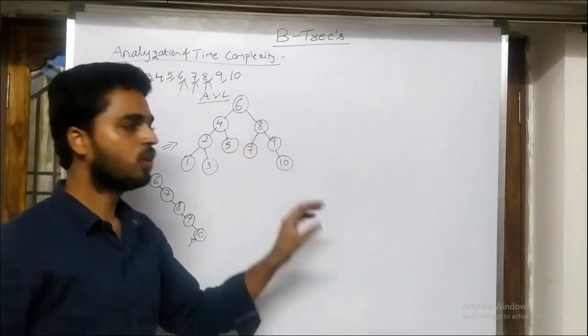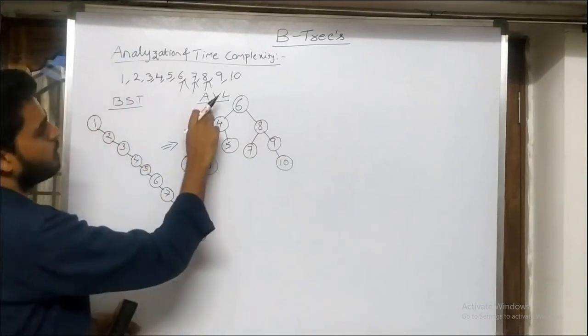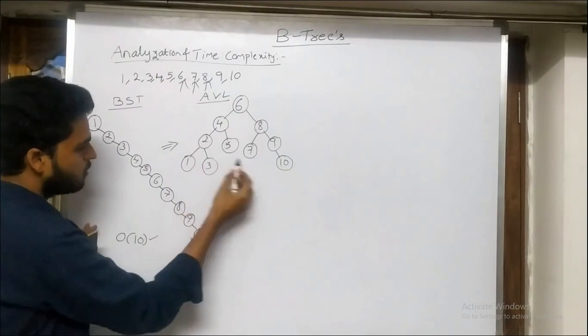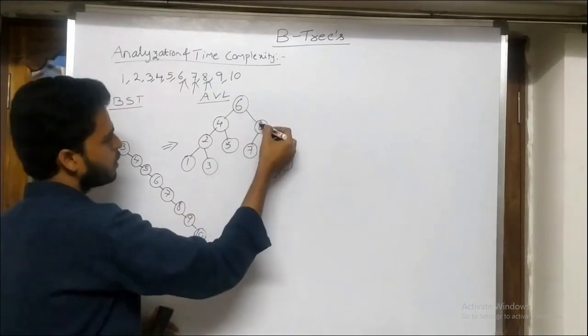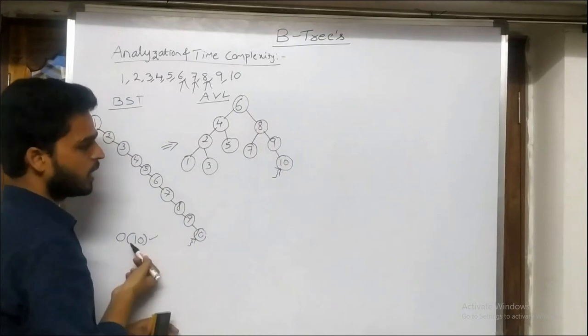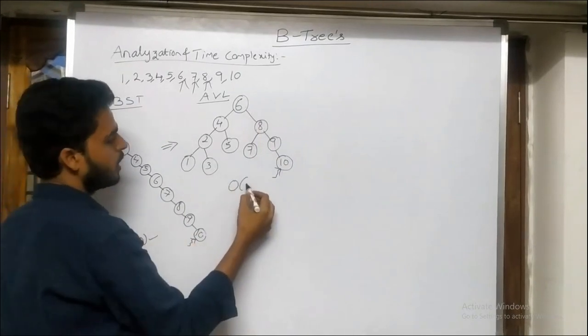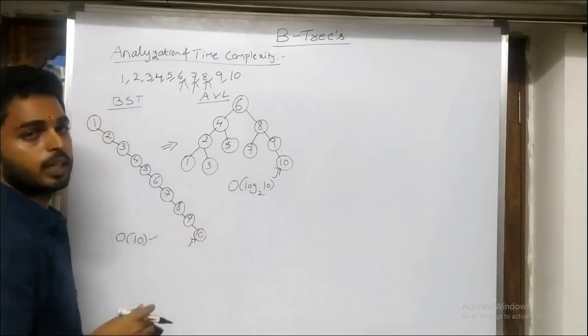See, you already know the concept of AVL tree. That is the reason I have drawn it directly. So this is the corresponding AVL tree for the given elements. See here, if you want to search for the value 10, you will need only a maximum of 4 comparisons. But in the BST you need 10 comparisons. So the time complexity here is log n to the base 2.